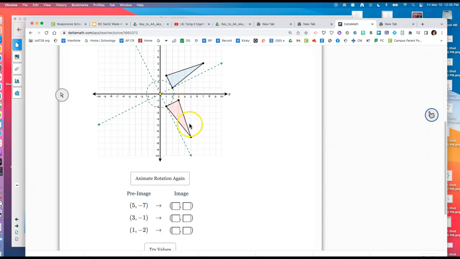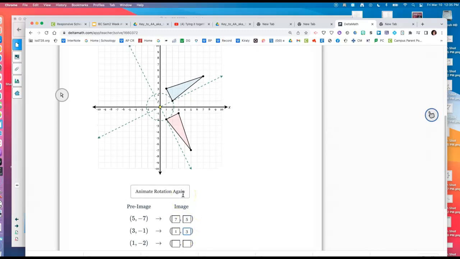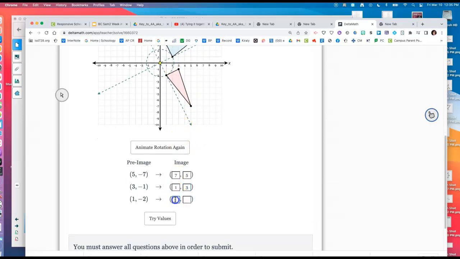So 5, -7 is this peak. After the turn, it went to 7, 5. It looks like I took the opposite of the y value and kept the x value. Let's try that here and see if it works. I'm going to take the opposite of the y value, which would be a 1, and I'm going to keep the x value. Let's see if that's what actually happened to this point right here, 3, -1. On the turn, it went to 1, 3. So, perfect.